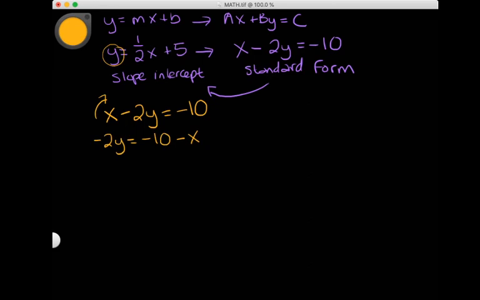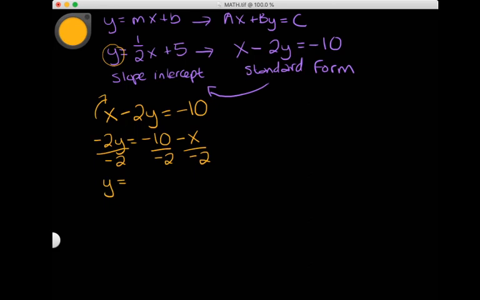Now I want to get the y by itself. So remember, this is negative 2 times y. So in order to detach the negative 2 from the y, I have to do the opposite operation of multiplication, and that's division. So I have to divide everything by negative 2. Whatever I do to one side of an equation, I have to do to the other. So negative 2 divided by negative 2 is 1. So I'm just left with y.